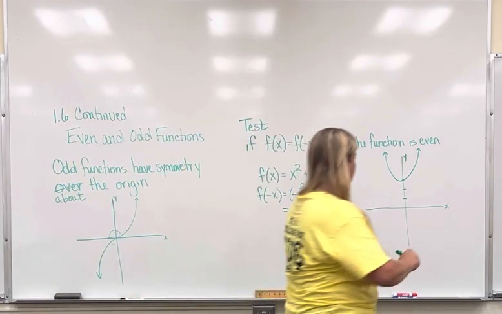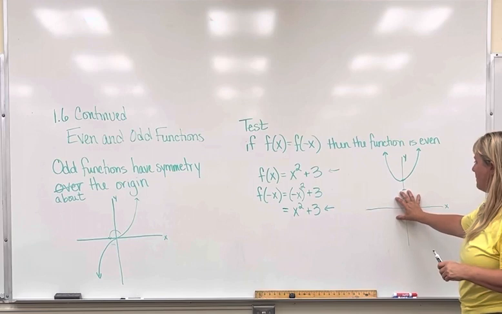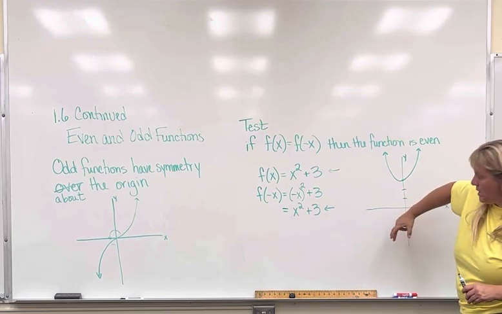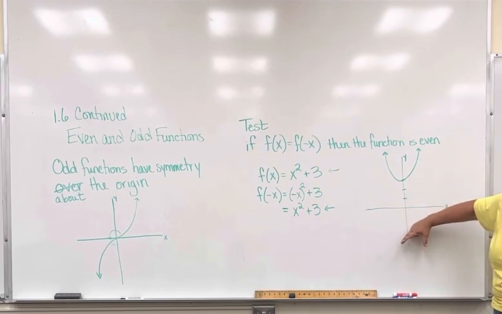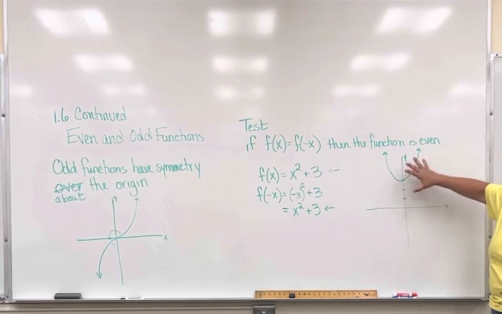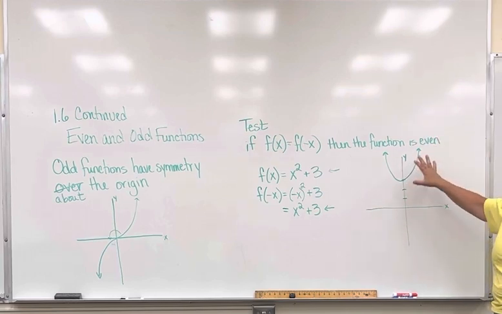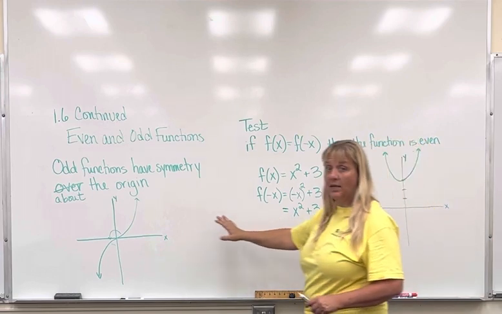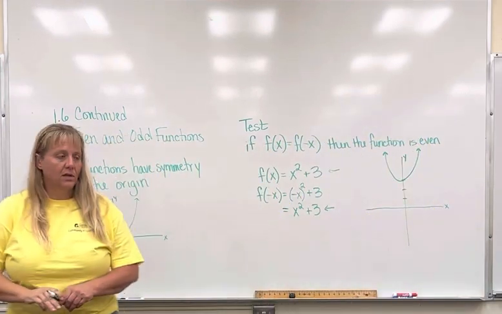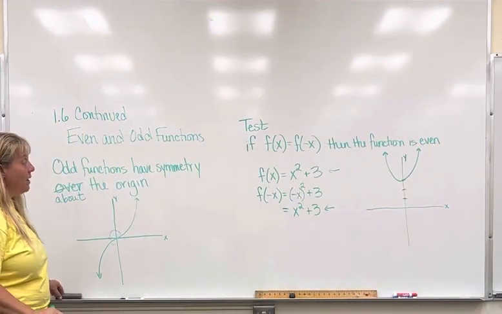Now look at this guy real quick. If we take this graph and turn him upside down, he's going to be facing down like this. So this doesn't look the same. So this one is even and has the even symmetry, but it doesn't have the odd symmetry. So different types of symmetry there.